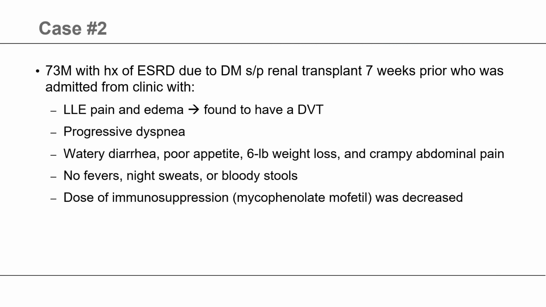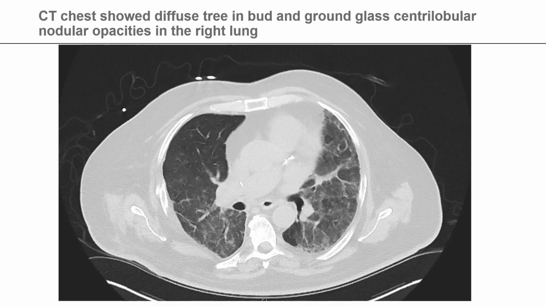So now on to another case. A 73-year-old gentleman that had a renal transplant 7 weeks prior, who was admitted from clinic with left lower extremity pain and edema, found to have a DVT, had been complaining of progressive dyspnea for the prior 2 weeks, and also had watery diarrhea, poor appetite, a 6-pound weight loss since transplant, and crampy abdominal pain. No fevers, night sweats, or bloody stools. The dose of immunosuppression, MMF, had been decreased the week prior.